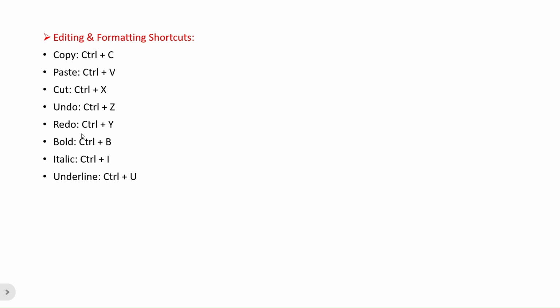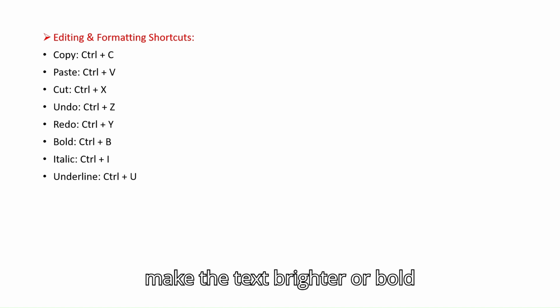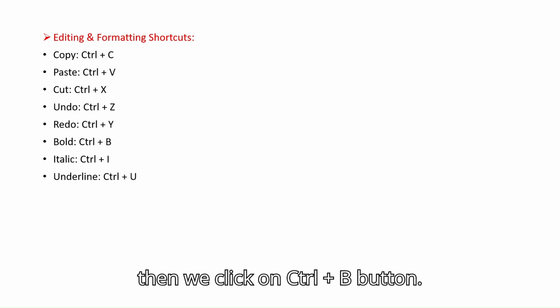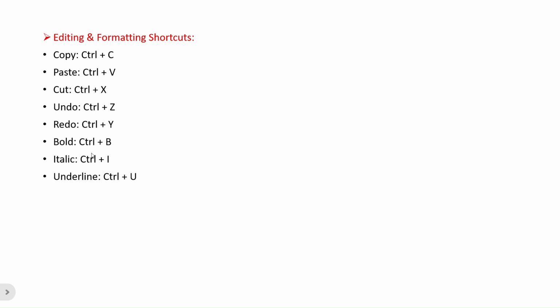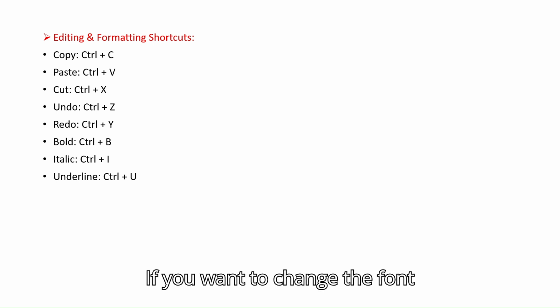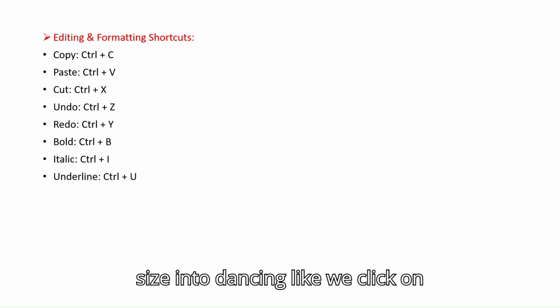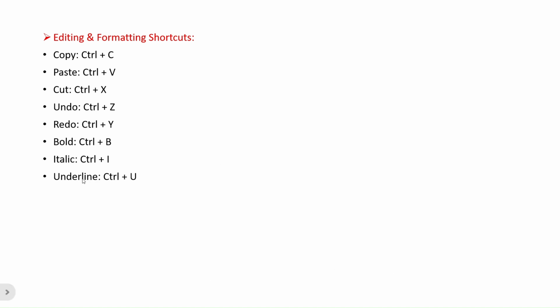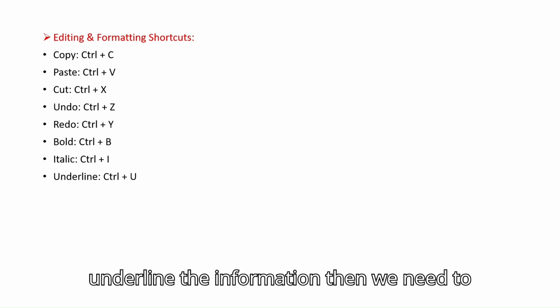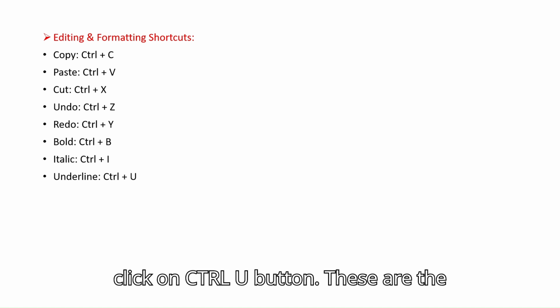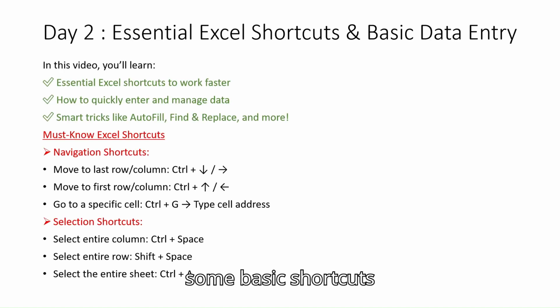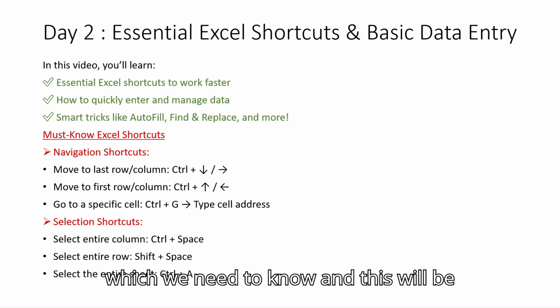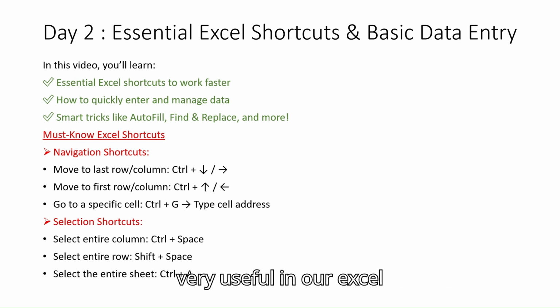And if you want to make the text bold, then we press Ctrl plus B. If you want to make the text italic, we press Ctrl plus I. And if you want to underline the information, then we need to press Ctrl plus U. These are some basic shortcuts which we need to know, and this will be very useful in our Excel work.